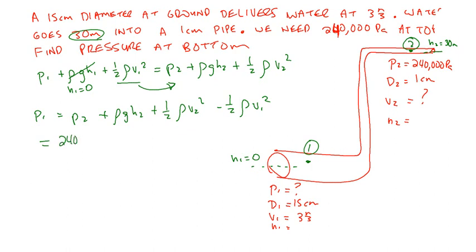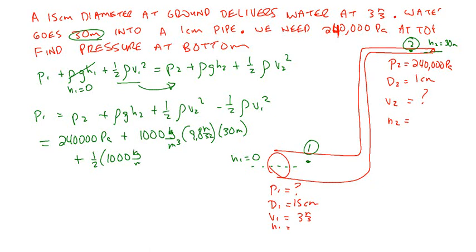Here's 240,000 Pascal for P2. For water, I'd have a density of 1,000 kilograms per cubic meter. If this were pancake syrup or paint or some concrete that you're pumping up there, then you'd have to use its density, and that would make things a lot harder. h2 was 30 meters. To that I need to add 1/2 times 1,000 kilograms per cubic meter. We've done this one and this one. We're working on the third term now.